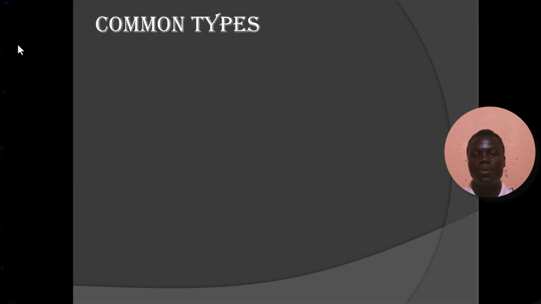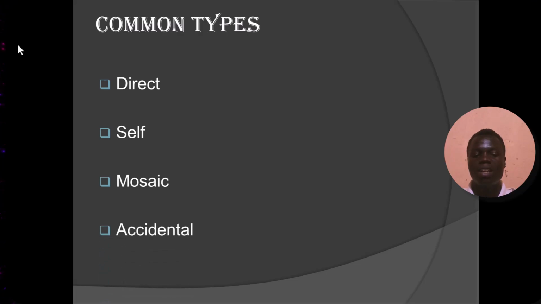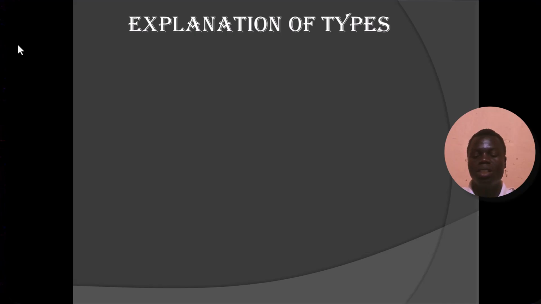Now let us look at these common types of plagiarism, and basically we're going to look at four of them. We have direct plagiarism, we have self-plagiarism, we have something called mosaic plagiarism, and lastly accidental plagiarism. Quickly, let us look at what direct plagiarism is. We want to explain the common types of plagiarism, and we're going to start with the first one, which is direct plagiarism.